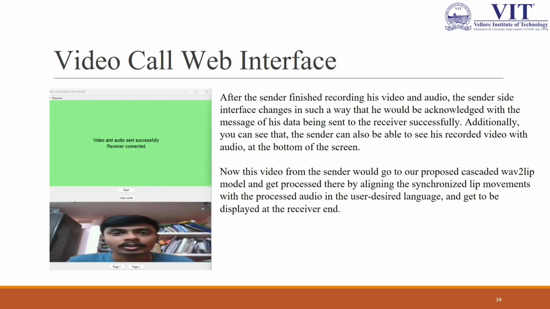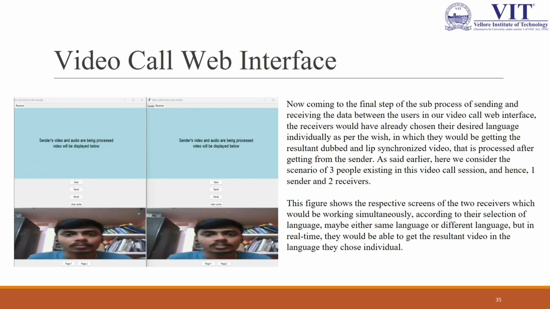Next slide. So after the sender stops recording the video, this video will be processed in real time. The audio and video quality is checked, and it is fed to the cascaded web model, which delivers the processed video with the dubbing as well as the lip synchronization. As I said earlier, in this case there are two receivers. One can opt for maybe Tamil and one can opt for Hindi, and in real time the two receivers will get two different language outputs simultaneously, so they can see the processed video at the bottom of their page on the receiver side.